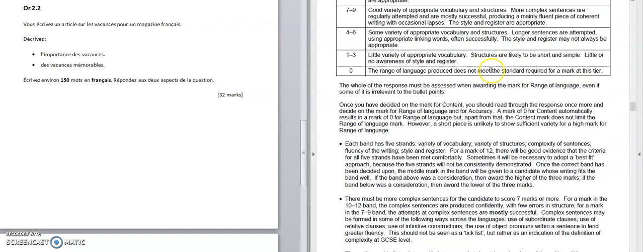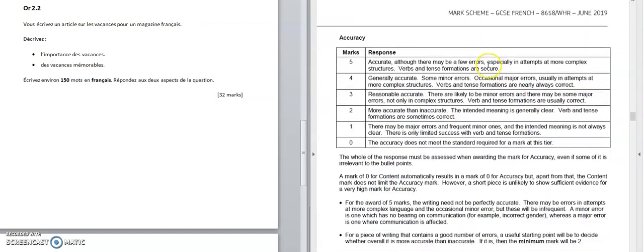And then finally there's a mark for accuracy, and pretty obviously we need to make as few errors as possible, although it does say there may be a few errors, particularly in the complex stuff, for full marks. But it does say verbs and tense formations are secure. So you can have mistakes, but obviously not too many.